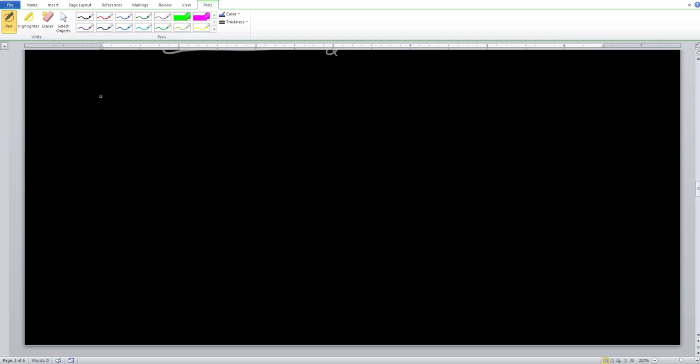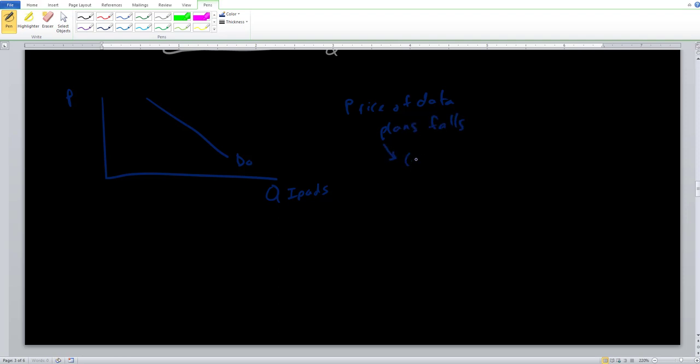So let's go ahead and graph this out. So here we are taking a look at the market. We have price, we have quantity, and we're focusing in the market for these iPads. And of course, always starting off with D0. And we've noticed that the price of data plans is going to fall. And remember that these data plans are seen as a complement. So if the price of data plans falls, do you want more or do you want less iPads?